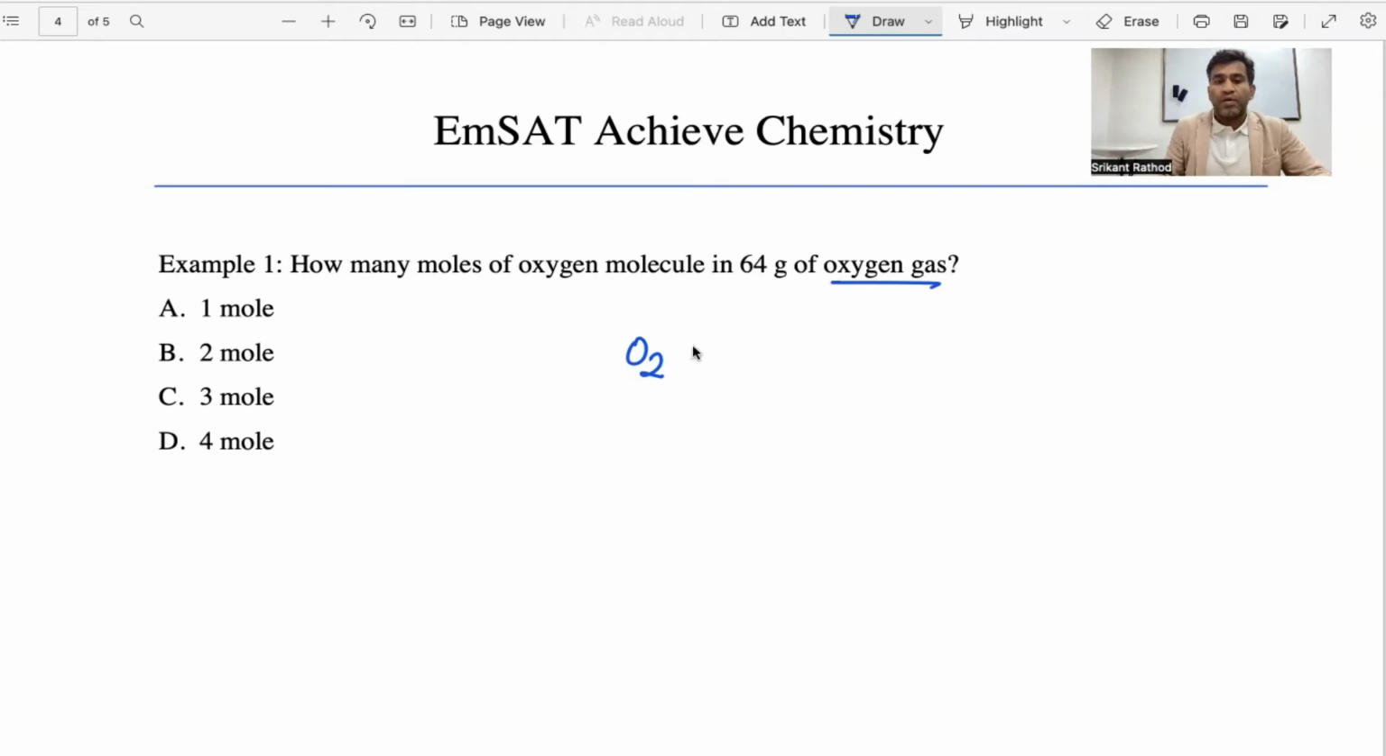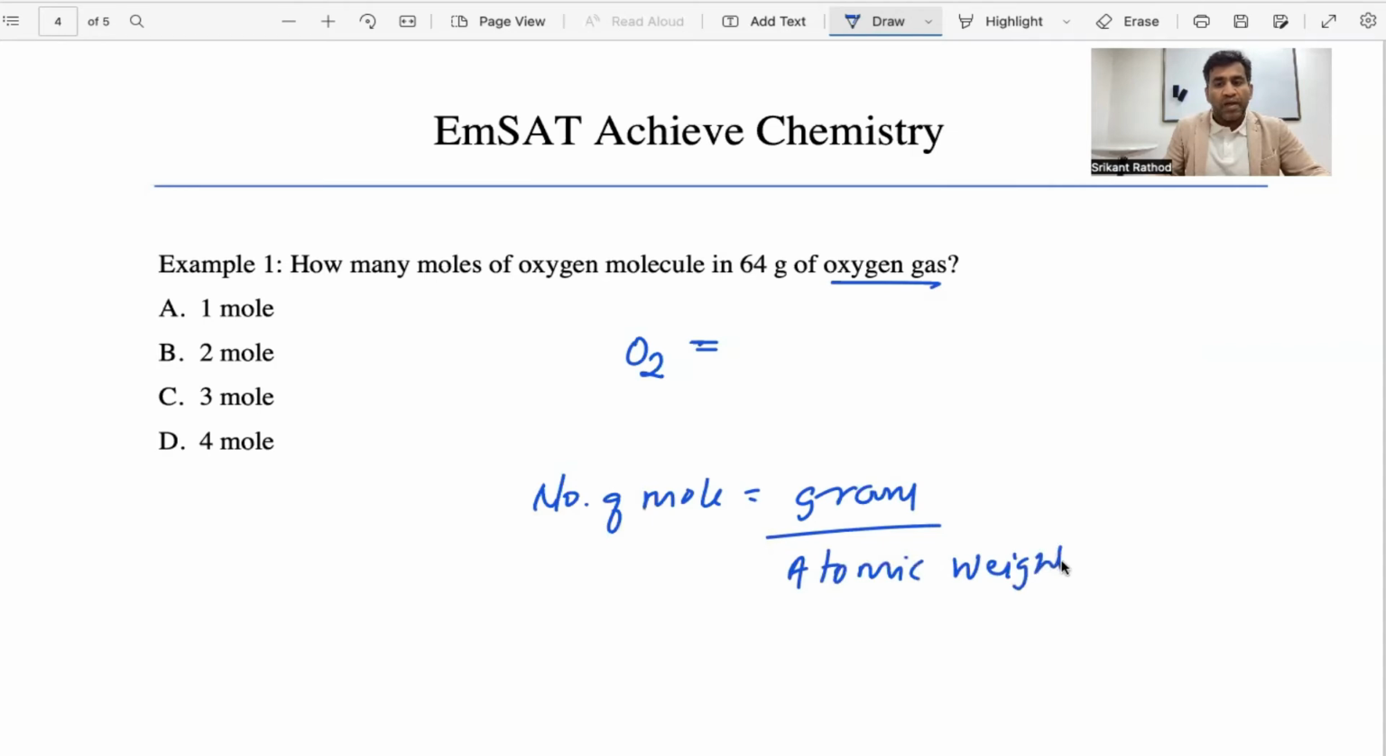So to convert it, I need to know the atomic weight of the oxygen molecule. As we just said, the number of moles equals the mass in grams divided by the atomic weight. That's what we mentioned, right? So 64 grams represents how many moles? To do so, I need to know the atomic weight of oxygen, and for that I need a periodic table. When I say O2, it means there are two oxygen atoms combined to make the oxygen molecule. And what is the atomic weight of each oxygen atom? We will get that from the periodic table.